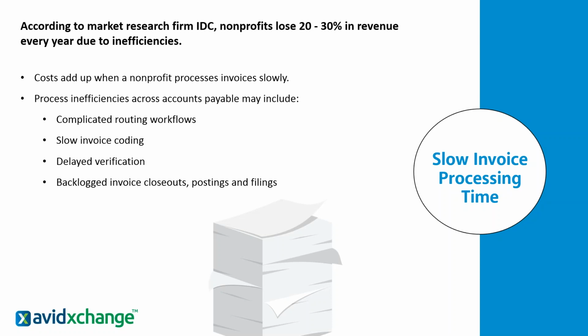And likewise, you have issues with invoice coding because of that snail mail or email process that I talked about. You've got delayed verification. So invoices that should only take 3 to 5 days to get approved sometimes can take weeks. We see this all the time with the organizations we talk to. And then what does that give you? It gives you a backlog of invoice closeouts and posted filings, which, as you can see from the image here, gives you a ton of paperwork that stacks up on your desk.